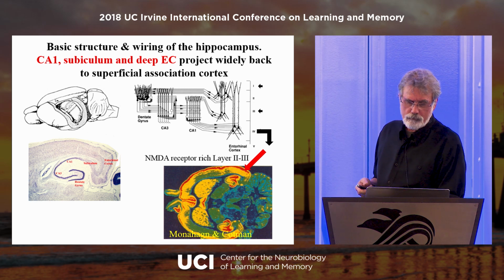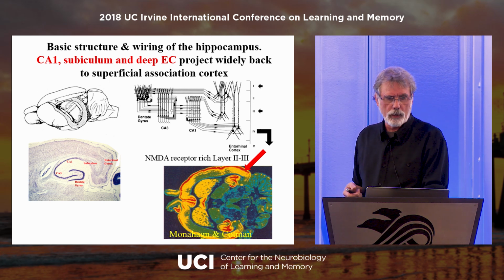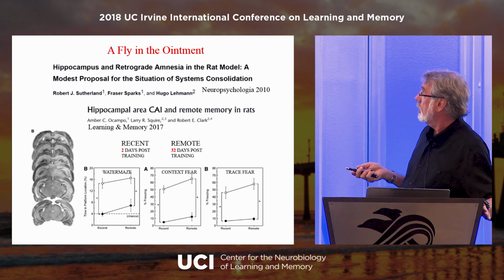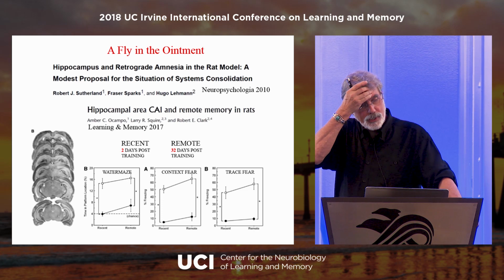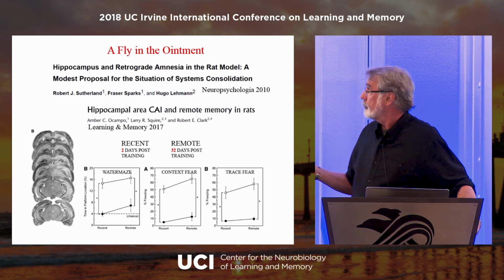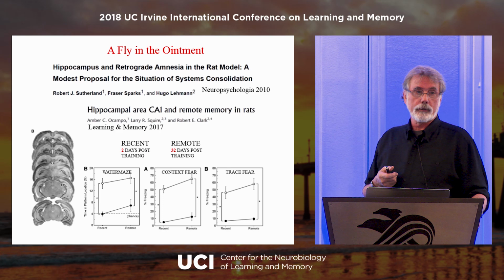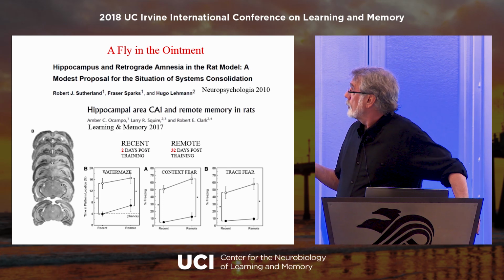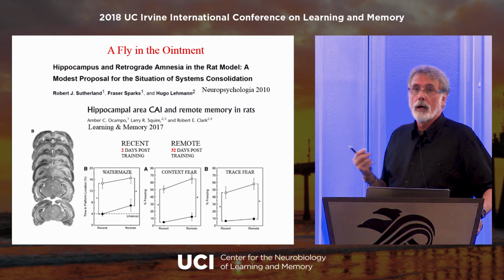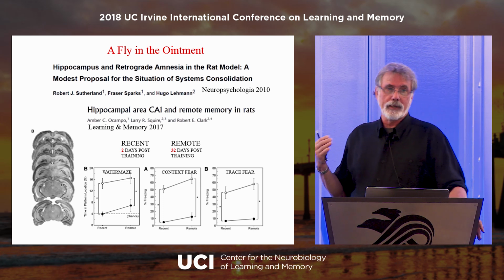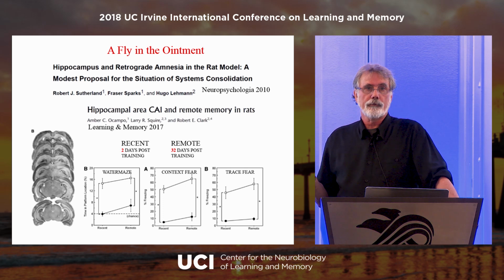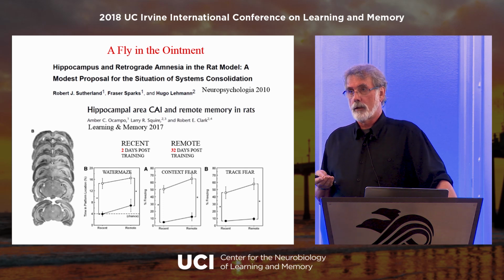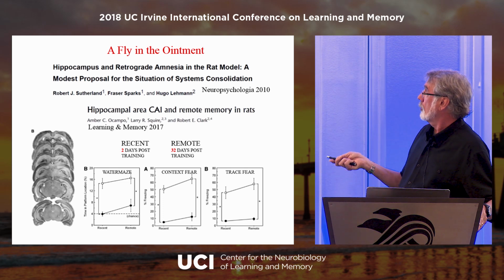Okay, so we have the standard model, but it's now on shaky ground. We have a fly in the ointment, which I attribute to my good friend Rob Sutherland starting to rock the boat increasingly hard around 2005, 2010, challenging a lot of the experimental evidence, particularly in rodents, for systems-level consolidation of episodic memory. Okay, and this is a paper well worth reading.